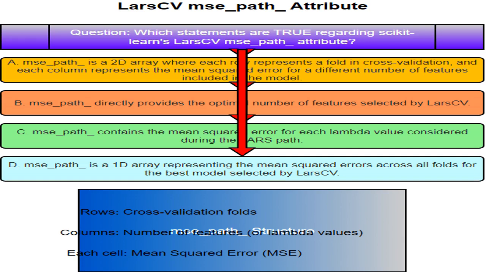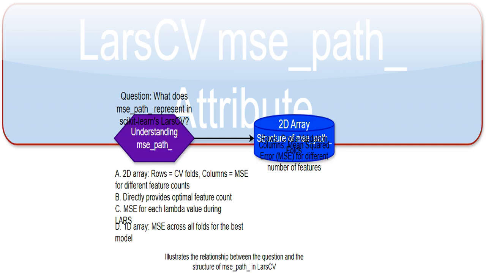LarsCV, by the way, is a technique that combines the Lars algorithm with cross-validation to select the best number of features for a regression model. The MSE_path_ attribute in scikit-learn's LarsCV holds the key to understanding how well the model performed during cross-validation for different numbers of features. I'll explain what it shows you. It's like a report card for different model versions.